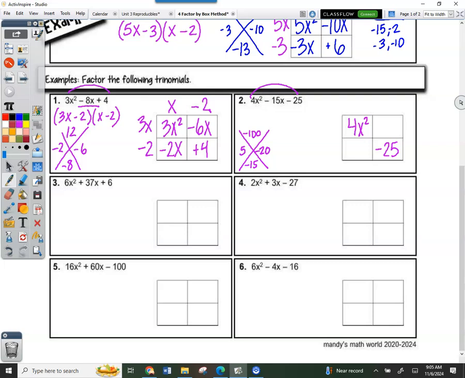Let's move on. Your two numbers that you just found go in the diagonal. Don't forget to put an X with them. If you forget the X, it totally messes up the system, okay? Remember, it does not matter how you fill it in. So this is 5X and this is negative 20X.